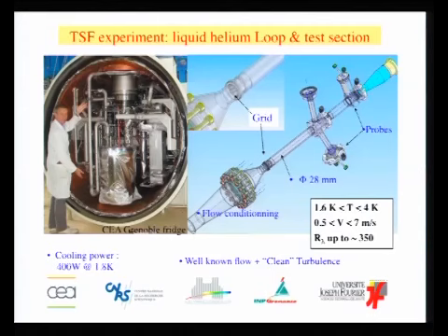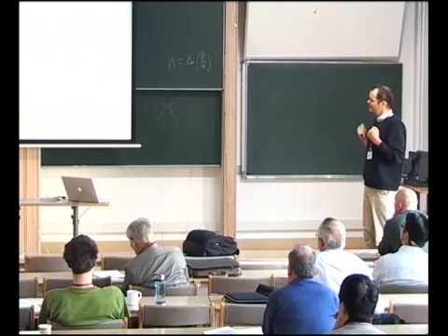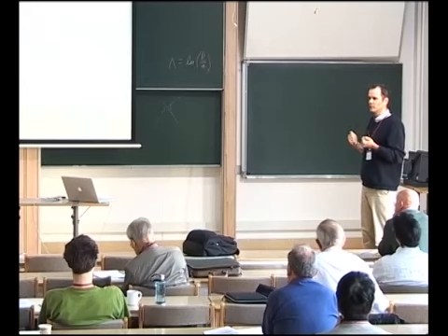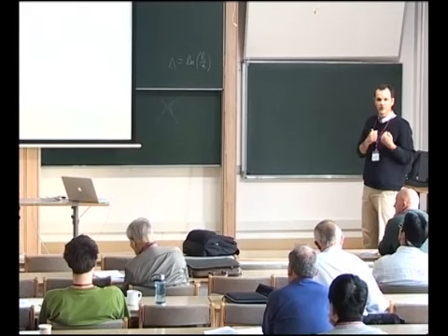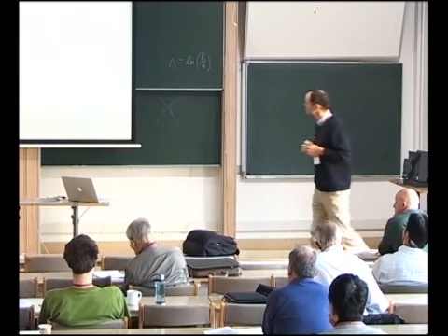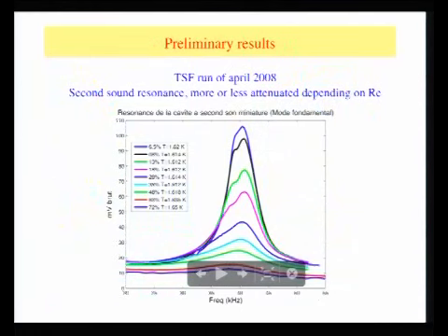So this is flow conditioning, there's a grid, and downstream there's a set of probes which are used to measure the properties of either classical or superfluid flow. So the range of temperature is here, and the R lambda goes up to 350. What is nice about this grid is that it's very well known, and the turbulence is clean, isotropic, homogeneous. So that means that we can have a precise estimation of what would be the entropy in the classical fluid. So then we can compare it to the entropy measured in the superfluid.